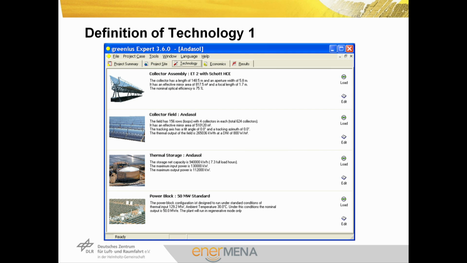The next important tab for the software usage is the Technology tab. Here you define how your power plant looks like, how it is made of collectors, which kind of storage is used, and which kind of power block is used.